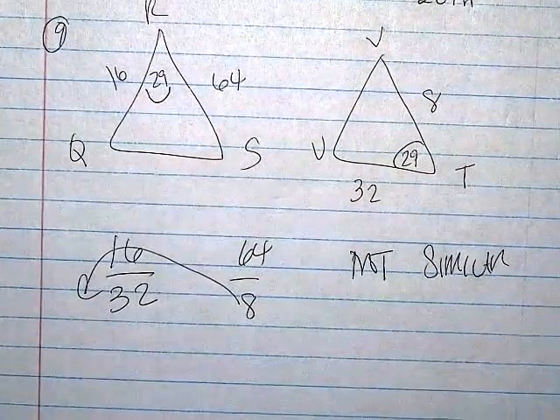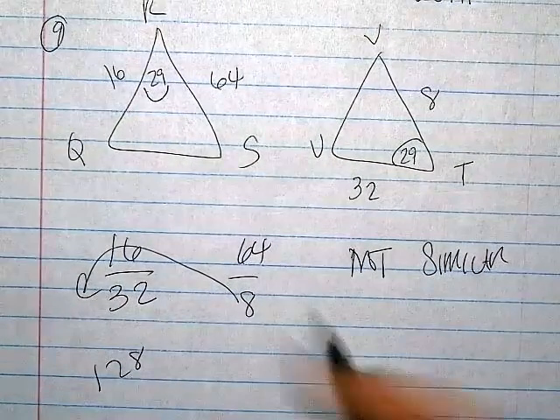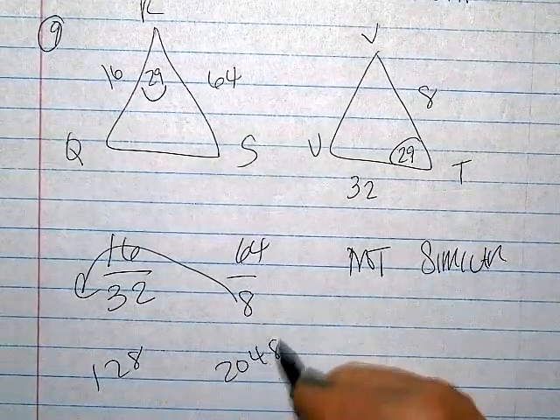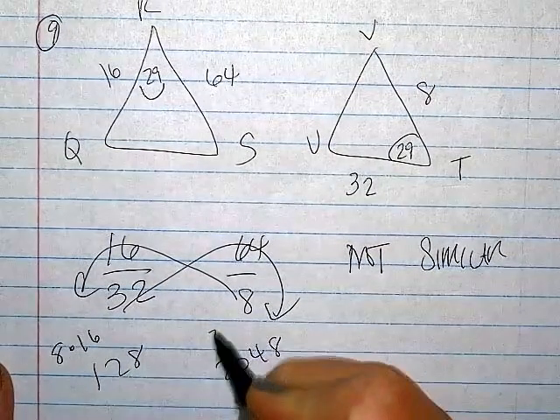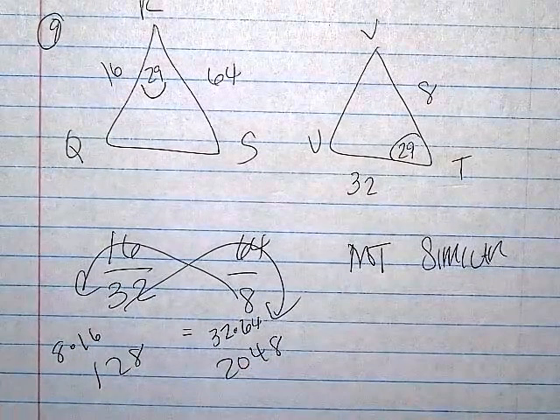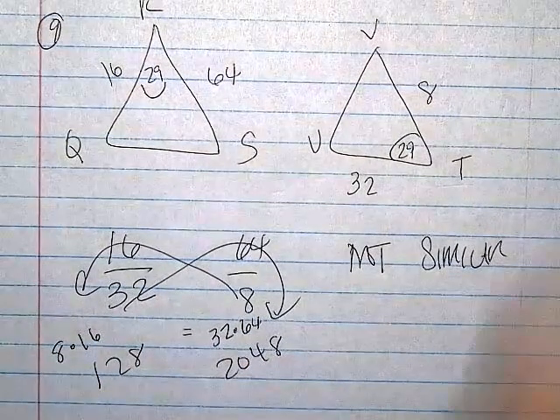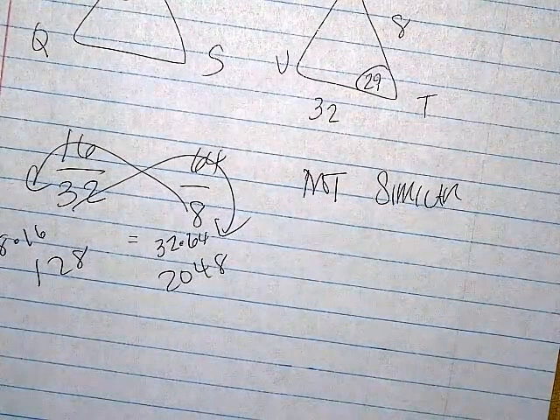8 times 16 is 128, and 32 times 64 is 2,048. And those products, 8 times 16 would need to equal 32 times 64. Cross products would need to be equal for them to be similar. Number 10. You probably recommend writing out a triangle? You recommend writing out a triangle?